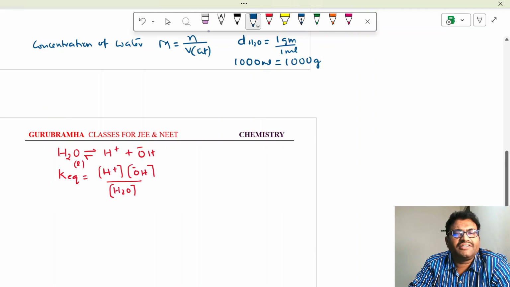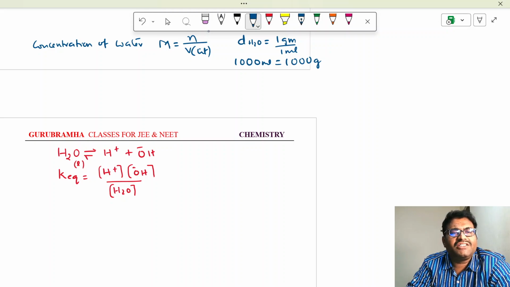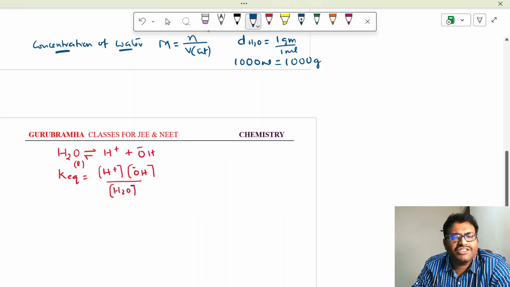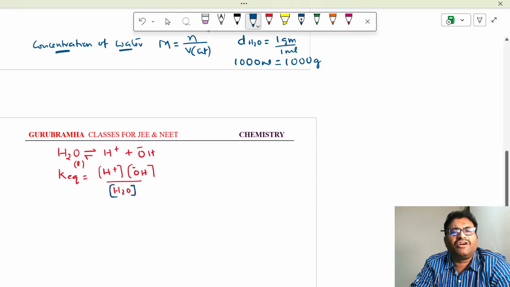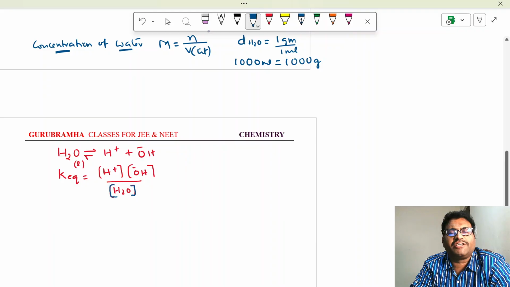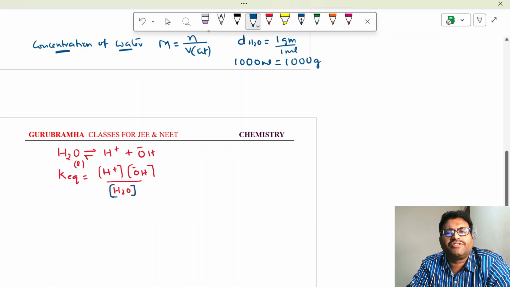Are you getting this? You are calculating the concentration of water. So we need to calculate the concentration of water. It is expressed as molarity. Molarity is equal to number of moles by volume in liters. We are taking 1 liter of water, which is equal to 1000 grams.